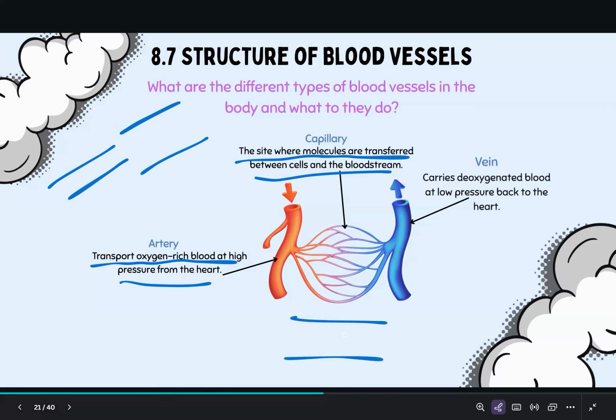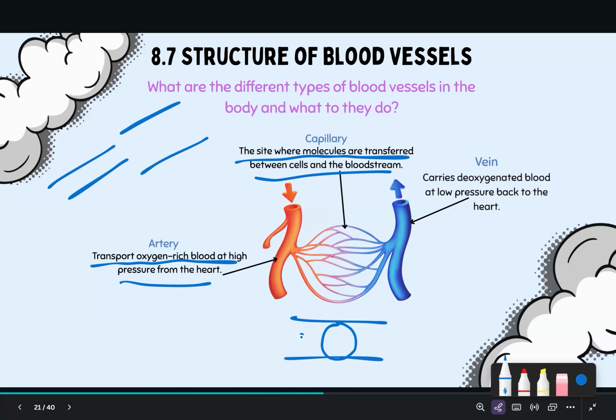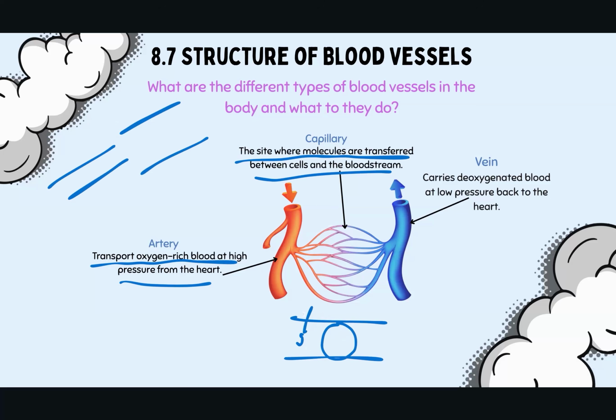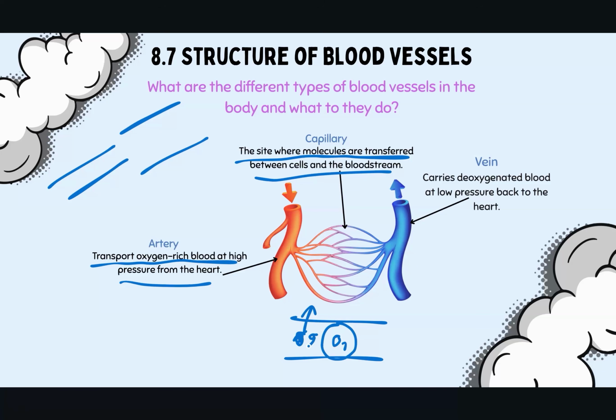Now, capillaries are only one cell thick so that the nutrients being carried within the plasma, for example glucose, can easily transfer across, and the oxygen that's been transported by the red blood cell can be easily diffused across as well. Then you've got the vein. The vein carries deoxygenated blood at low pressure back to the heart.